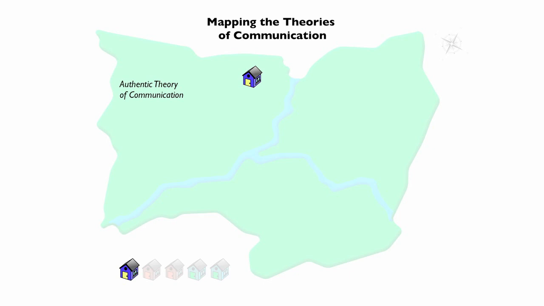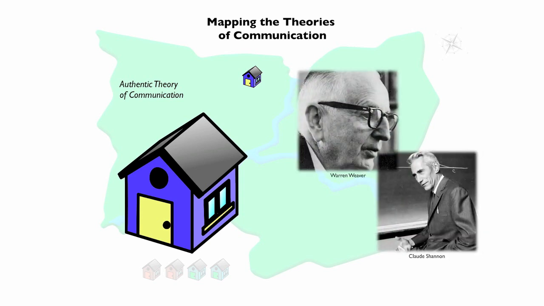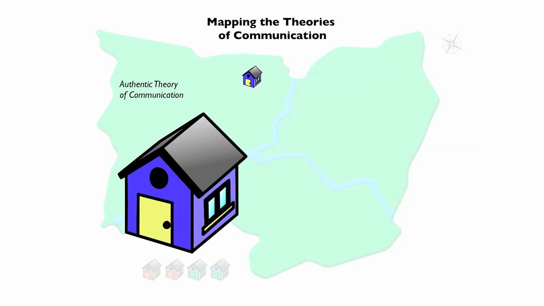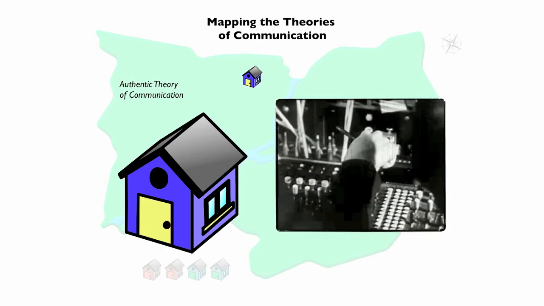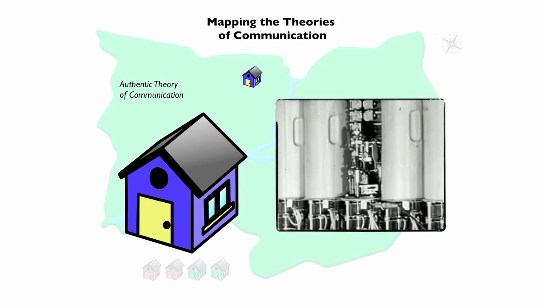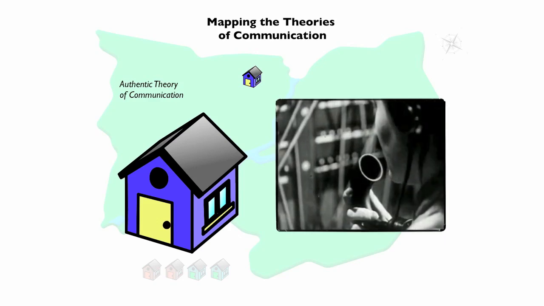For another example of the authentic theory of communication, let's visit the second house. Inside, there's an historical note about 2 engineers named Claude Shannon and Warren Weaver. In the 1940s, Shannon and Weaver were engineers working for Bell Labs, trying to improve the science of communication. Their goal was to help people communicate their messages by telephone and radio with as little interference or distortion as possible. Success meant that a message arrived intact, undamaged by the transmission process.